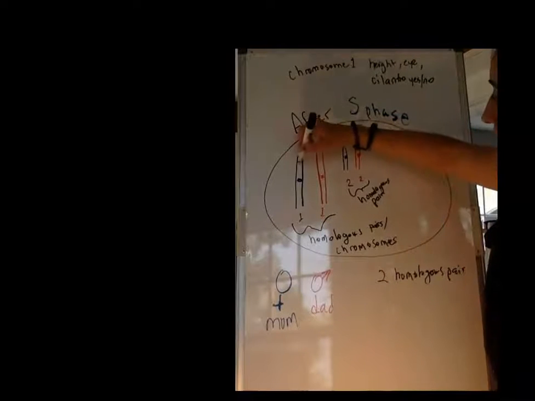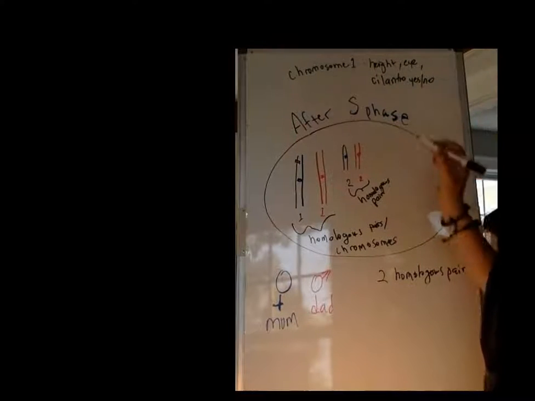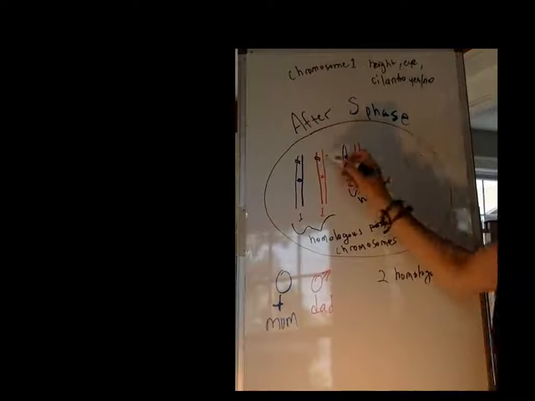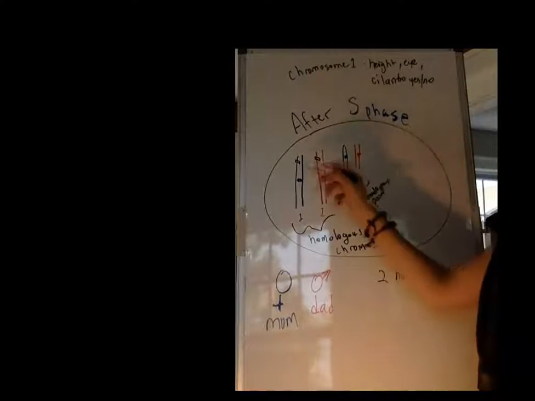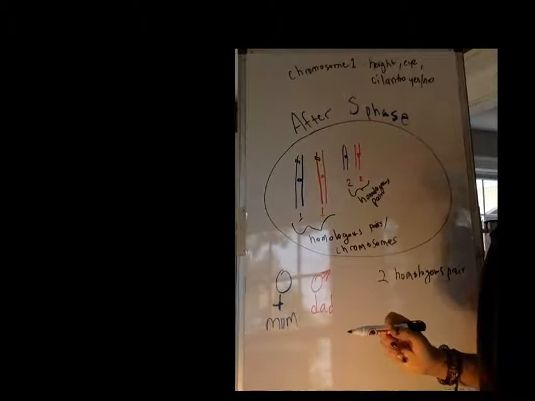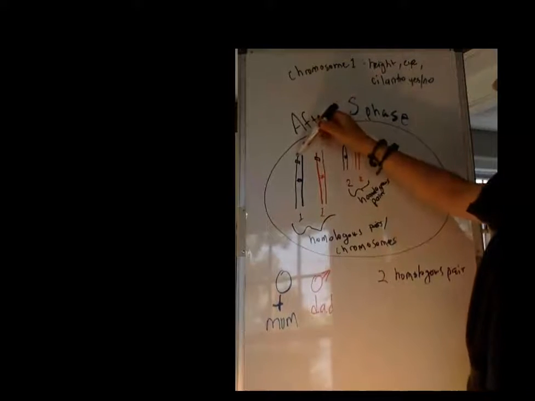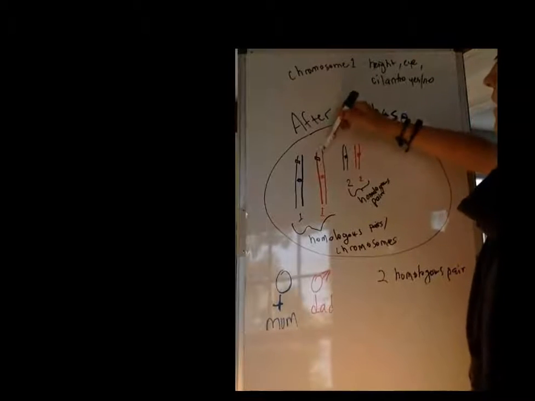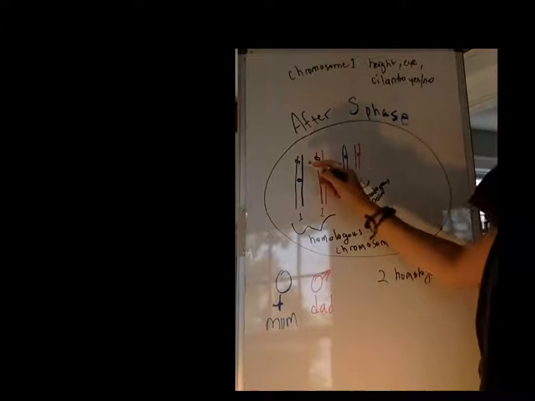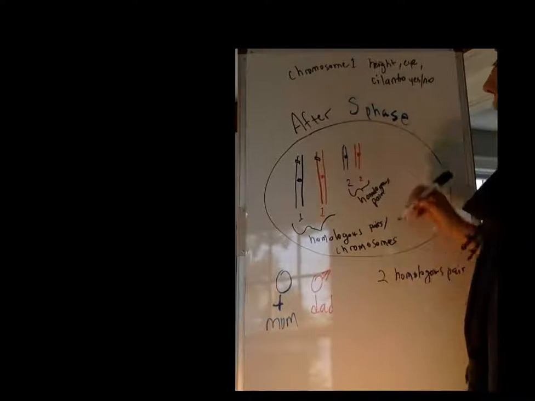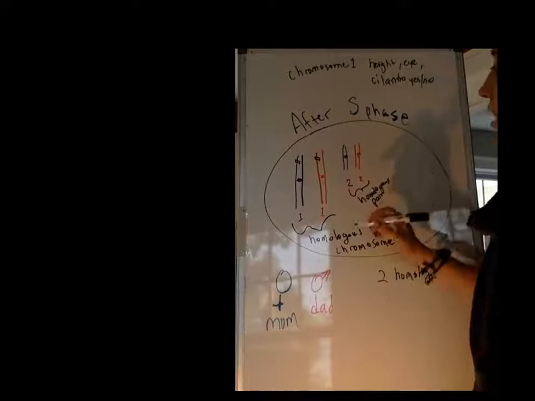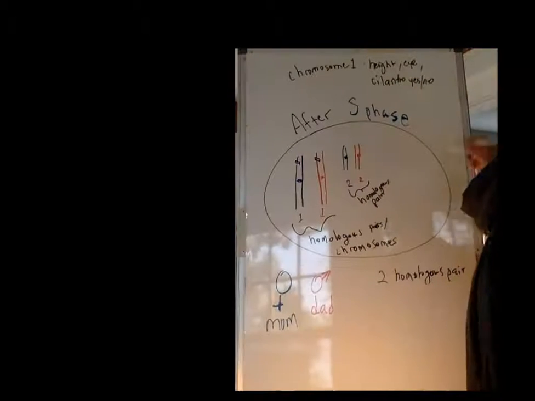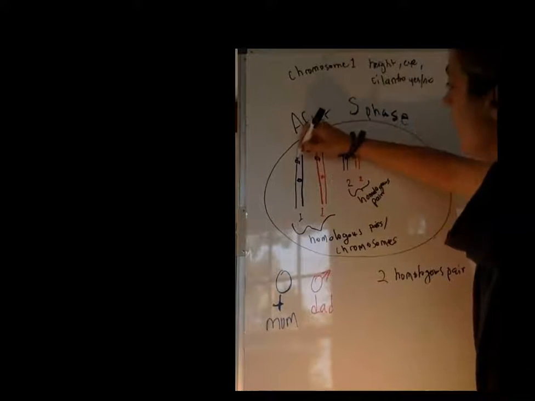Just because chromosome 1 from mom has the gene for height there, and chromosome 1 from dad also has the gene for height, it doesn't mean it's the exact same DNA sequence. From mom, we might get a short gene. I know that I got a short gene from my mom. And from dad, you might get a tall gene. So you can have different DNA sequences, but in that same place on chromosome 1, you're going to have a gene for height.